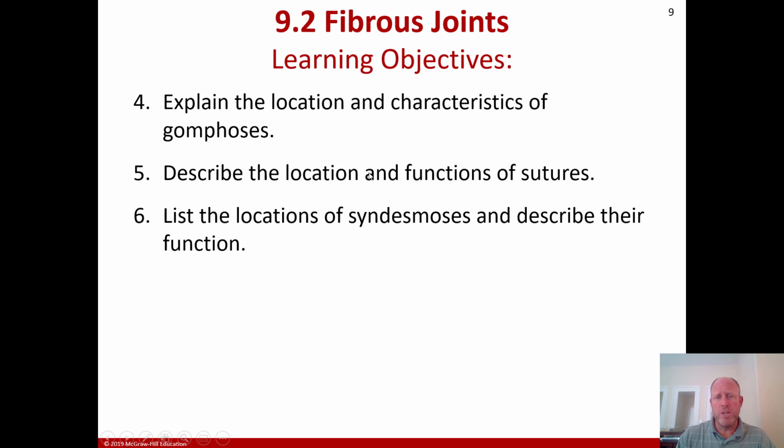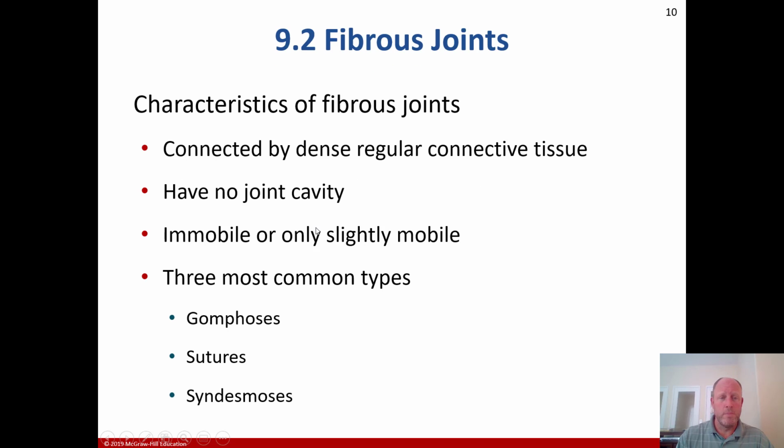You should be able to explain the location and characteristics of the gomphoses, and describe the location and function of the sutures, and list the location of the syndesmoses and describe their function. The characteristics of fibrous joints: they're connected by dense, regular connective tissue. They have no joint cavity. There's no space between the two or more different structures. They're immobile or only slightly mobile. And the three most common types of these fibrous joints are gomphoses, sutures, and syndesmoses.